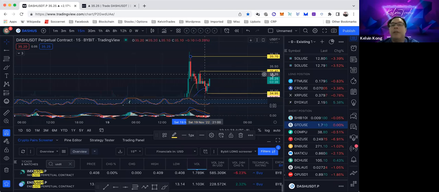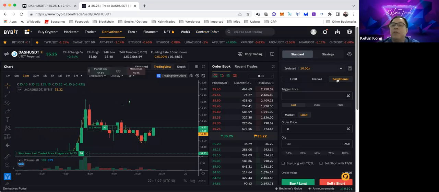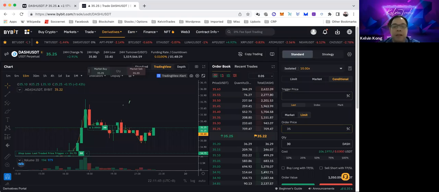So I've set maybe 35.3, slightly below the previous high. I go to condition order. My trigger price is 35.3. This is the price I want to take profit. So my trigger price should be slightly below 35.3, so I put 35.2. That's my trigger price.